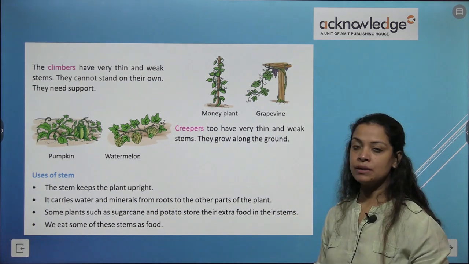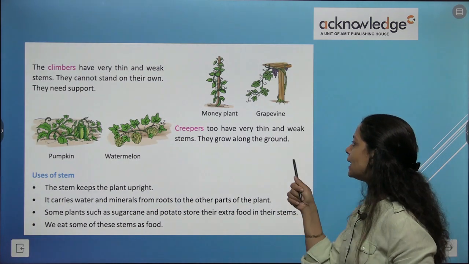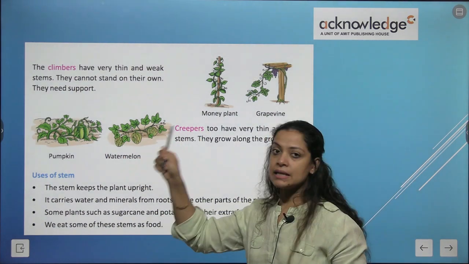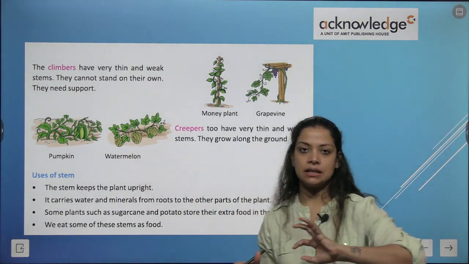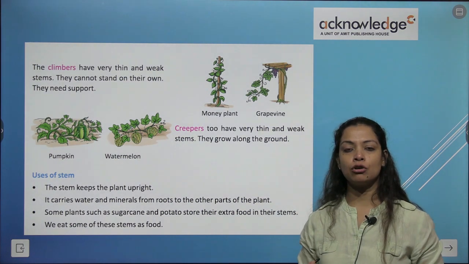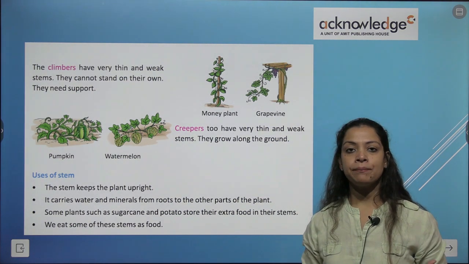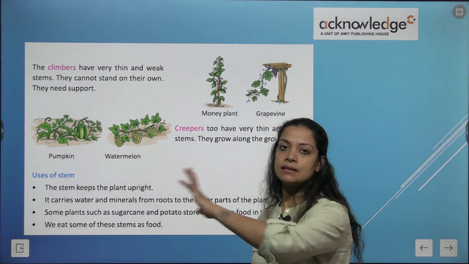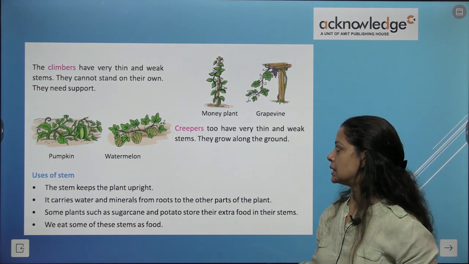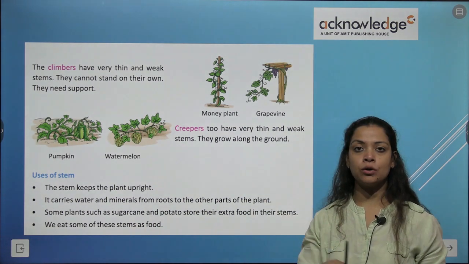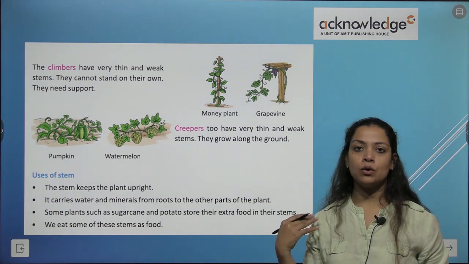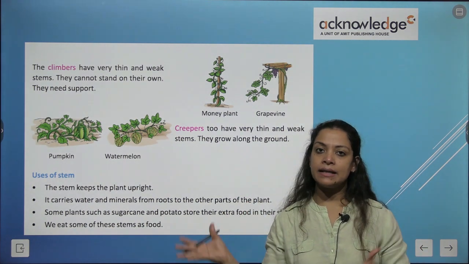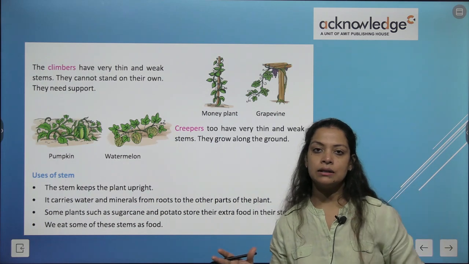Now we have creepers. Creepers क्या होते हैं? They too have very thin and weak stem and they grow along the ground. Creepers ऐसे ground में ही grow करते चले जाते हैं. They are again very soft and thin stem. They also don't stand on the ground, लेकिन वो ground में ही पूरा creep करके grow करते चले जाते हैं. Climbers they need a support. अगर उनके पास कोई building है, कोई house है, कोई another tree है, कोई wall है, so they'll take support and they'll start growing on that support.